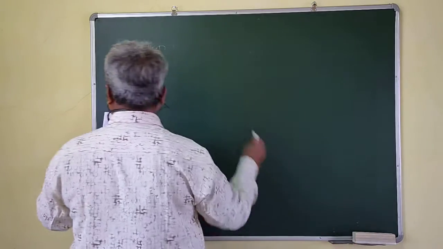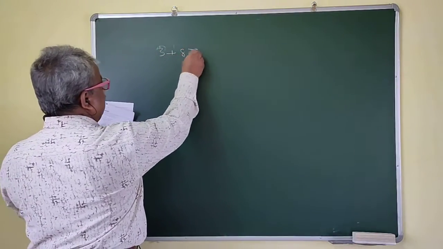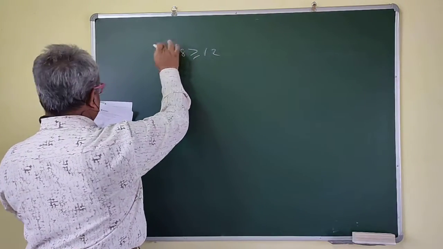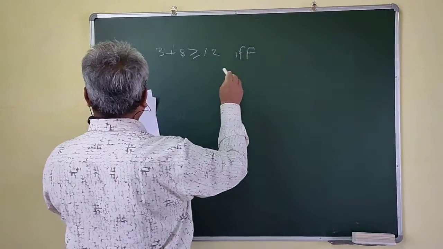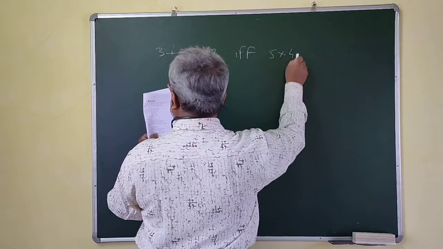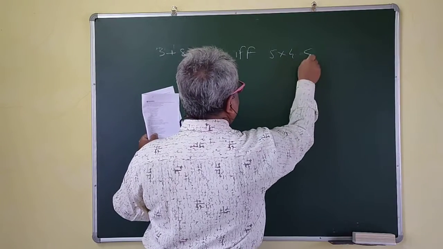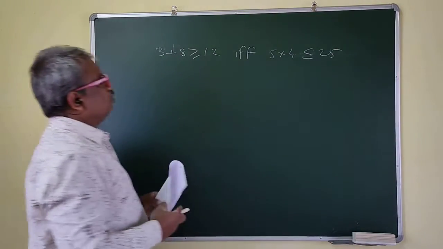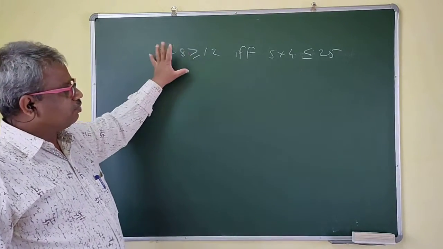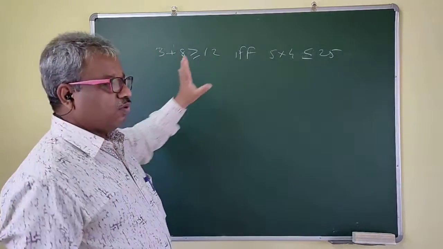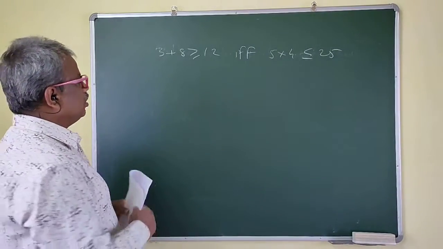Next, 3 plus 8 is greater than 12 if and only if 5 into 4 is less than or equal to 25. Now see, 3 plus 8 is what? 11. Don't worry about that one. We don't want the truth value. We just want to express this in the symbolic form.